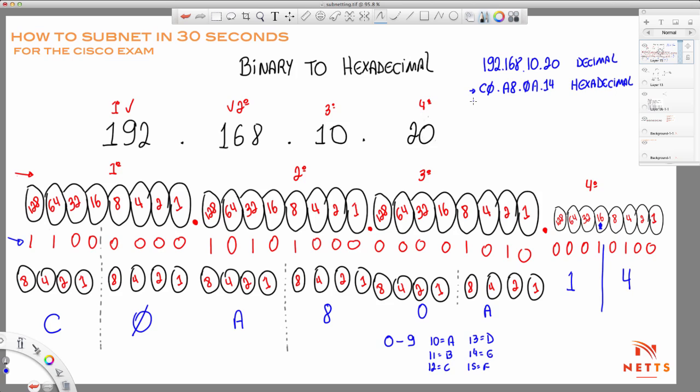Again, if you are preparing for the exam, you will probably get one or two questions related to conversions.